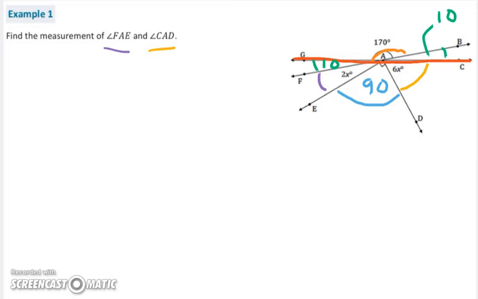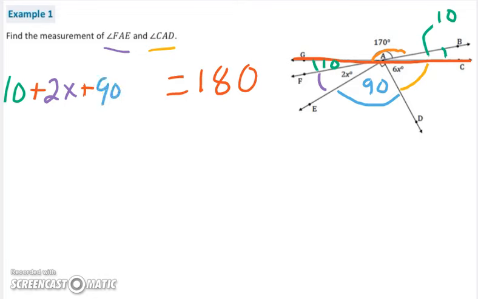So now we can use that 180 degrees. What are all the chunks that make up that 180 degrees? We've got that little sliver we just found. That's 10. Again, we always add up all the angles. We have our 2x. There's our 90. And last but not least, we have a 6x.